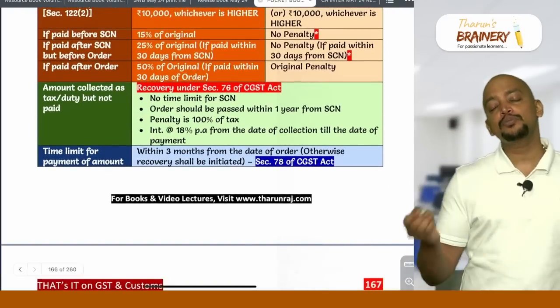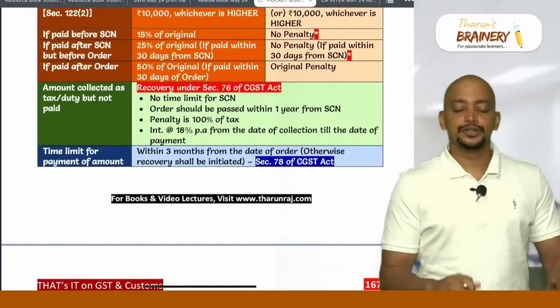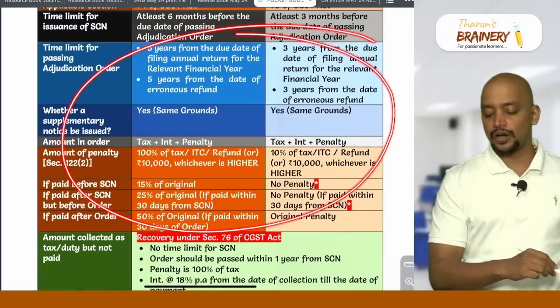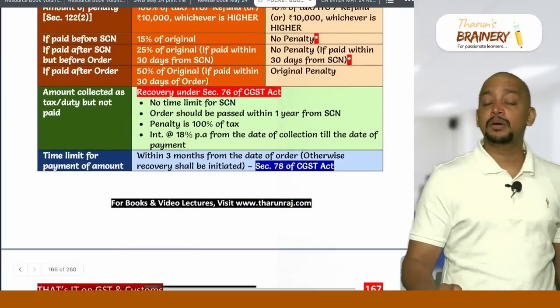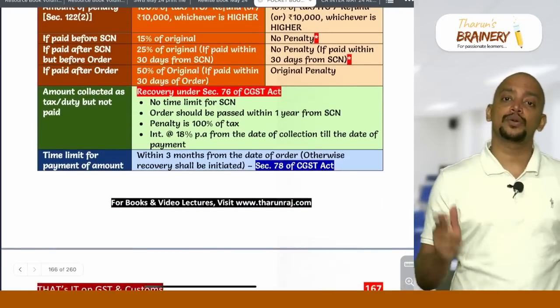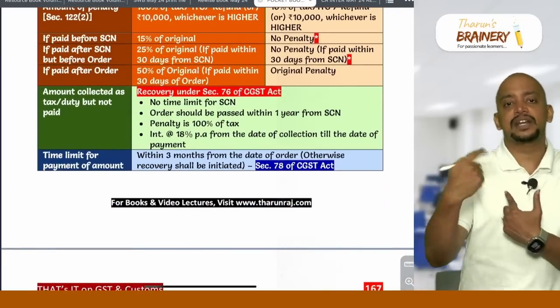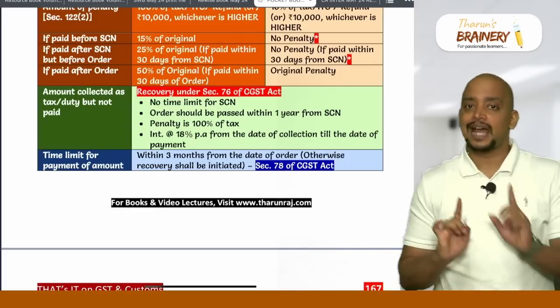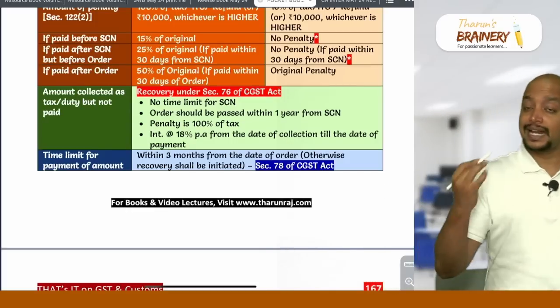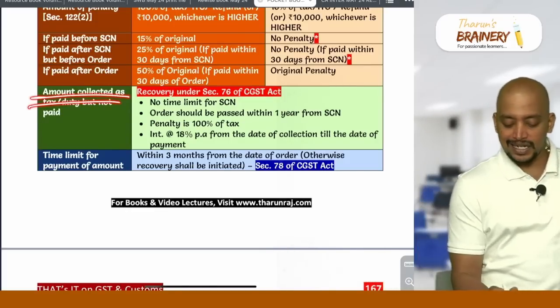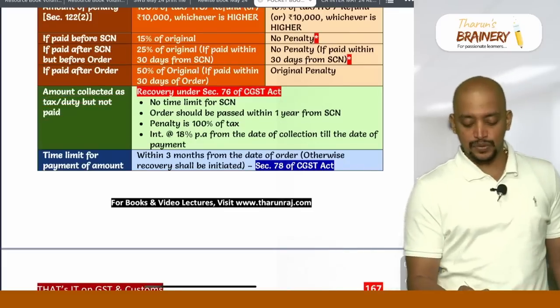And then there is one more order called 76 order. So this is 73 and 74 order, whereas 76 order is there. Remember, 76 order will come into the picture only when amount is collected as tax. By representing as tax, we are collecting some amount. So not just the tax collected, okay, but amount collected as tax but not paid, then only 76 will be applicable.